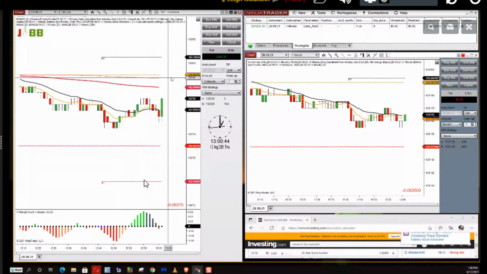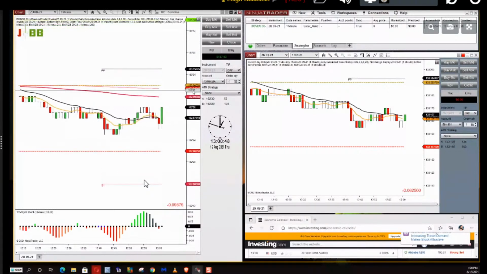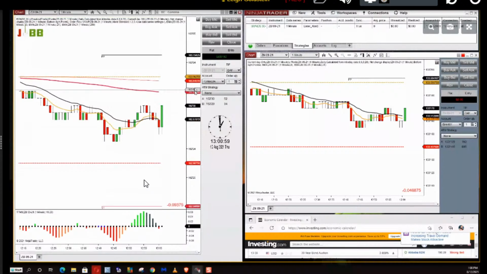These bonds, they got me worried. The bond trades have been tough. I mean, that's like a 4-tick move. I don't like that.